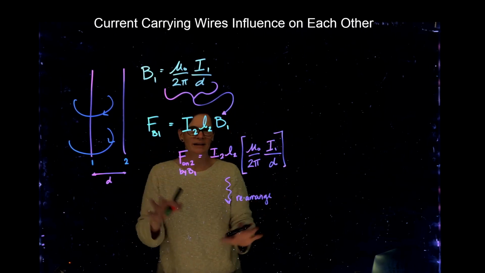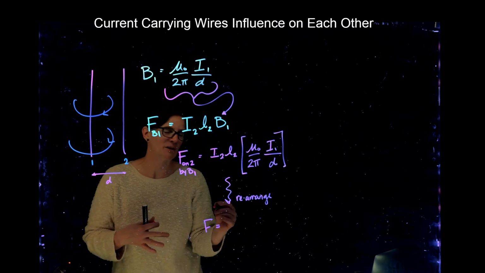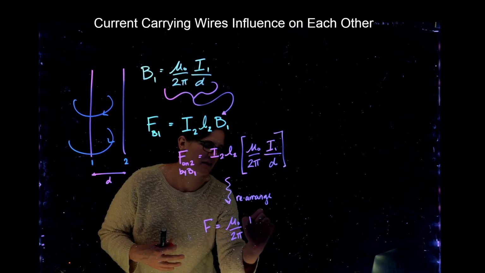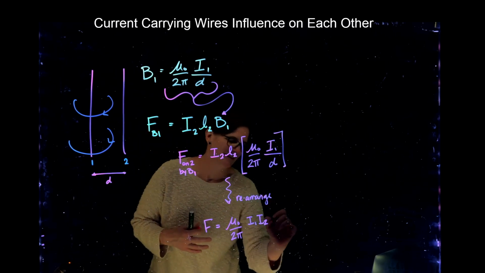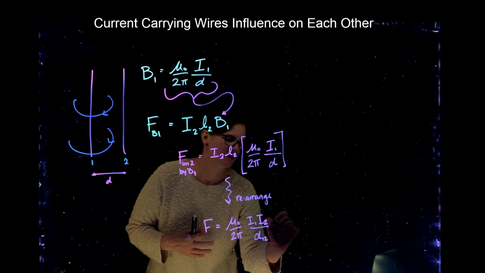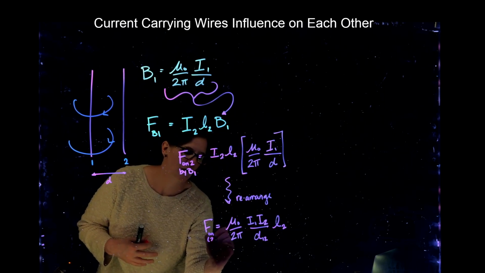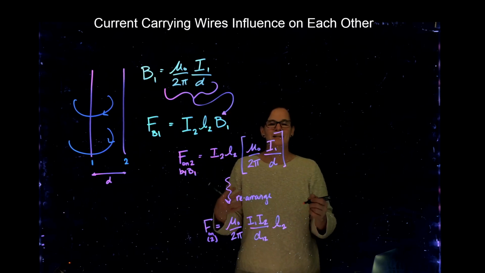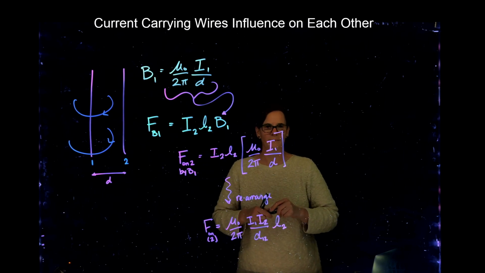Literally just moving variables around, and the way that we usually see this relationship provided is mu naught over 2 pi, current 1, current 2, all over the distance between 1 and 2 times the length of 2. This is the force on wire 2. The force on wire 2 by a current carrying wire near it, by the magnetic field produced by wire 1.